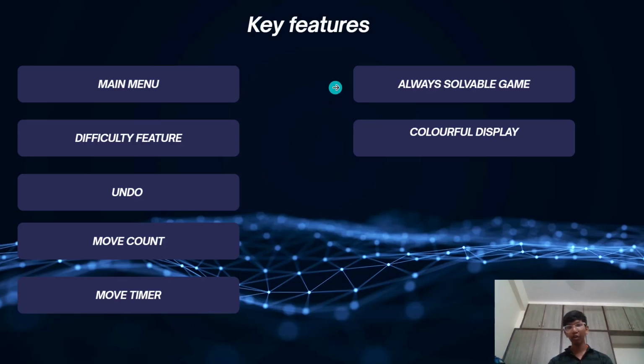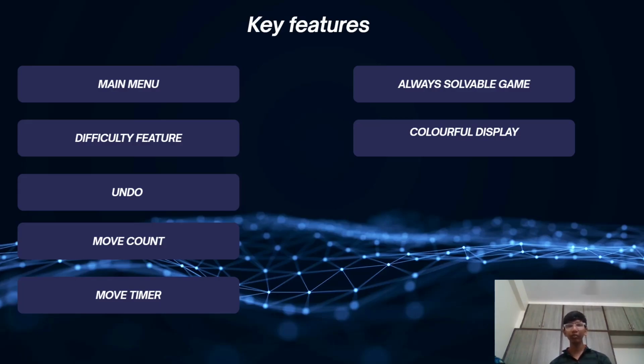The next is an always solvable game. This is a crucial feature of my game. I will tell you a fun fact about why I needed that feature. When you randomly pick up the tiles and arrange them in a grid, there's a 50% possibility that you will create a puzzle which is impossible to solve. To avoid this problem, I have another approach to building the board.